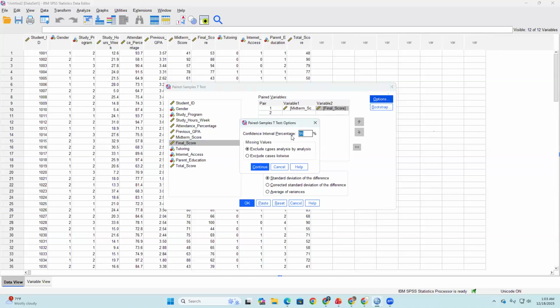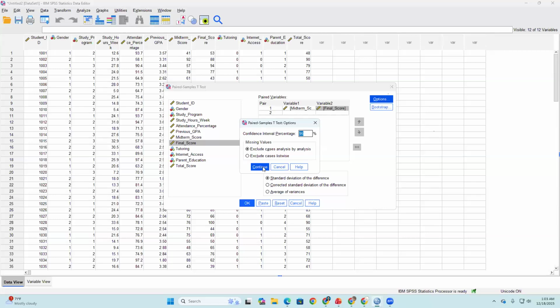A 99% confidence interval means, what does it mean? 0.01 alpha. What does a 90% confidence interval mean? What will be your alpha at a 90% confidence interval? Can you write in the chat? What will be the alpha at 90%? No, some people said 0.01. No, that's for 99. It would be 0.1. Those who wrote 0.1 or 0.10 are correct.